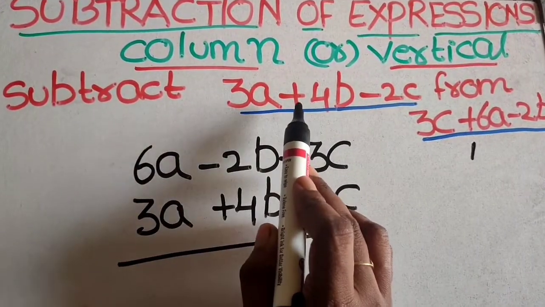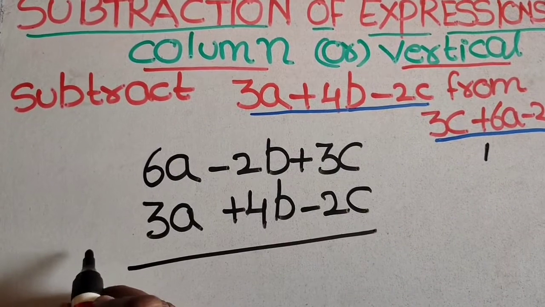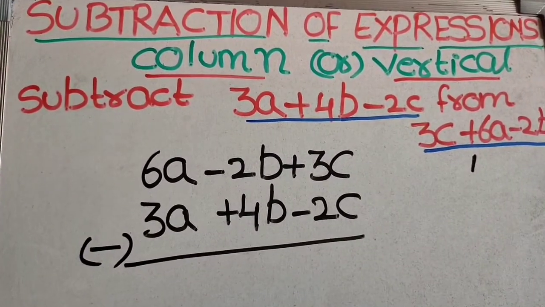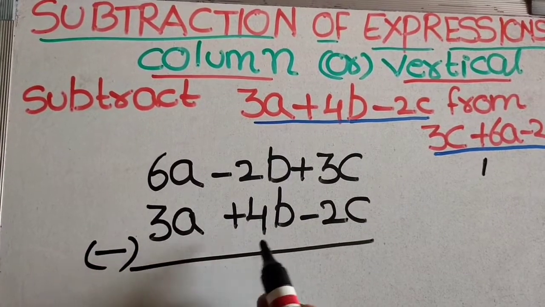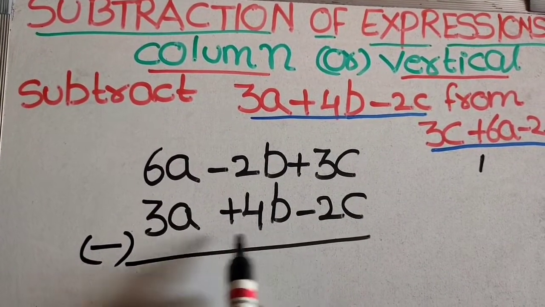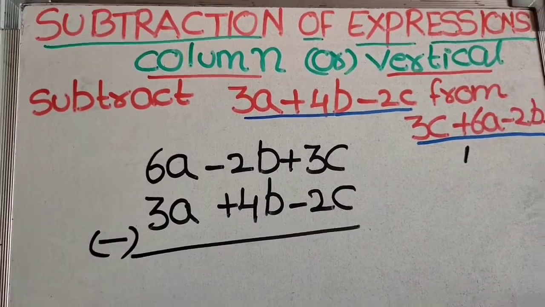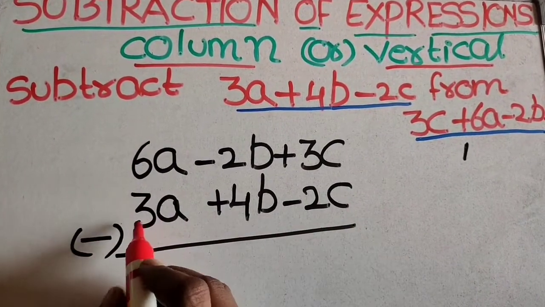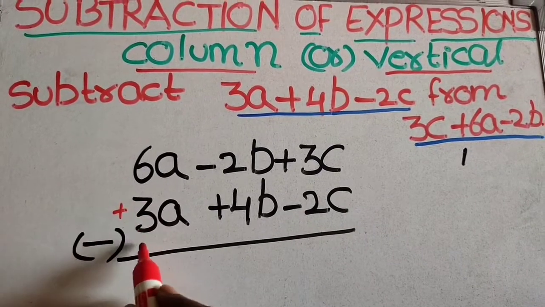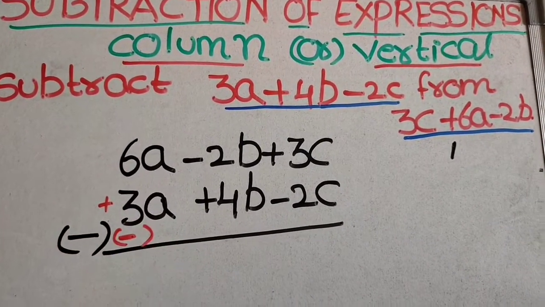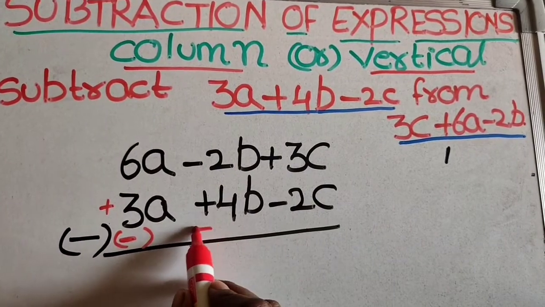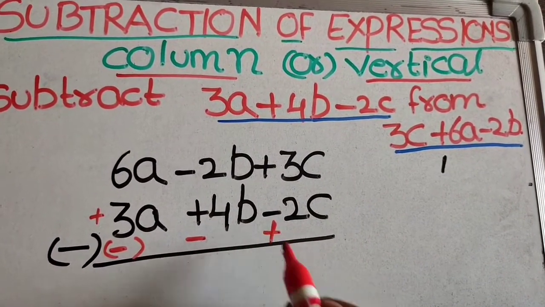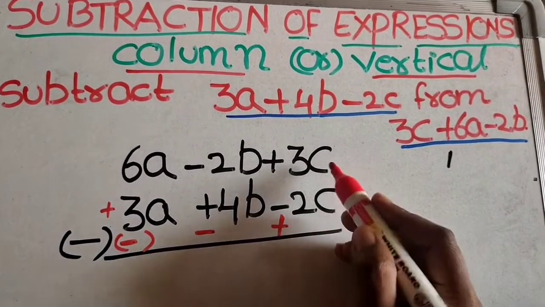As we are doing subtraction here, the second expression will get minus. So whatever the expression you are subtracting, those symbols will change now. So let us see the symbols. As here we are having plus for the first term, now we are changing it to minus. Whenever you are doing subtraction, you have to change the symbols of the terms. So plus becomes minus and minus becomes plus.